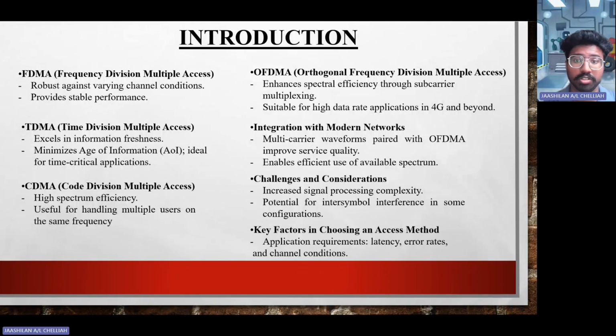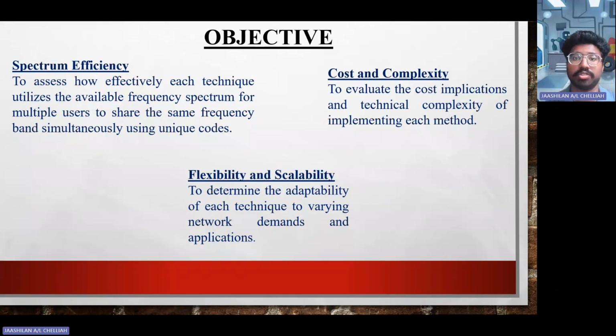But all of it is good, there are some present challenges and considerations, such as increased signal processing complexity and potential for inter-symbol interference in some configurations and cases. So what are the key factors in choosing an access method? Well, the key factors are application requirements such as latency, error rates, and channel conditions. So that is the introduction for our assignment.